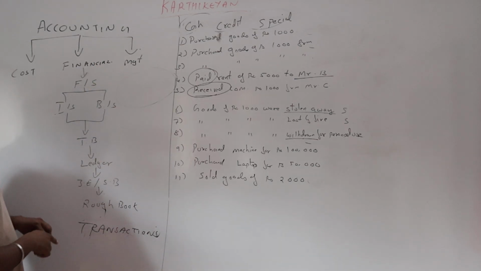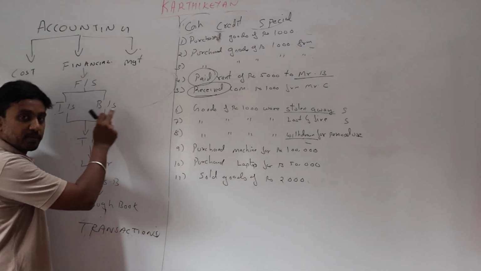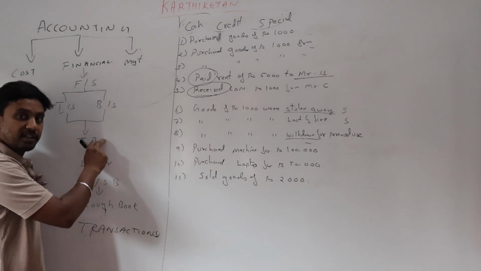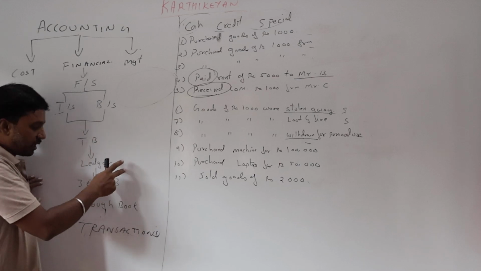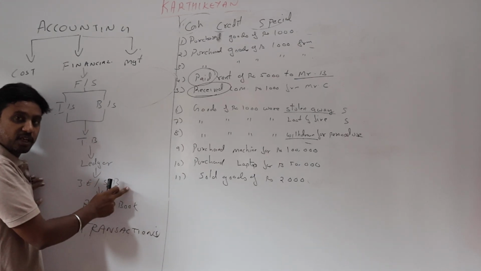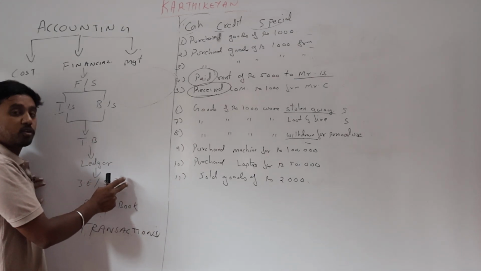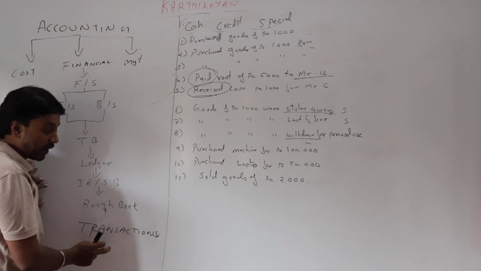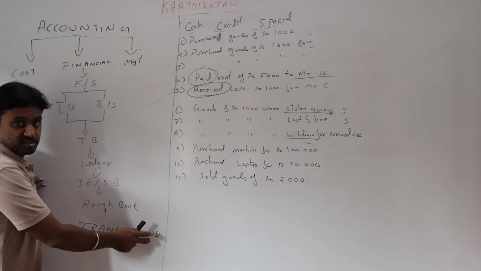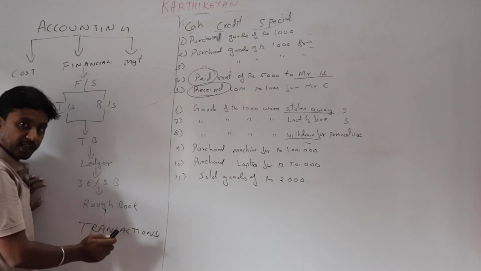That is a combination of P&L and balance sheet, income statement and balance sheet. You need to know what is a trial balance. To know what is a trial balance, you need to know what is ledger account. To know what is the ledger account, you need to know what are journal entries and subsidiary books. To know journal entry and subsidiary books, you need to know from where we record it, from a rough book in which you have recorded transactions. Clear? Right? So understood?